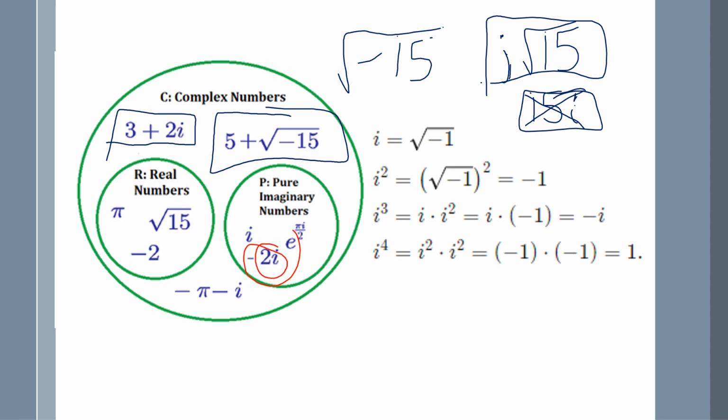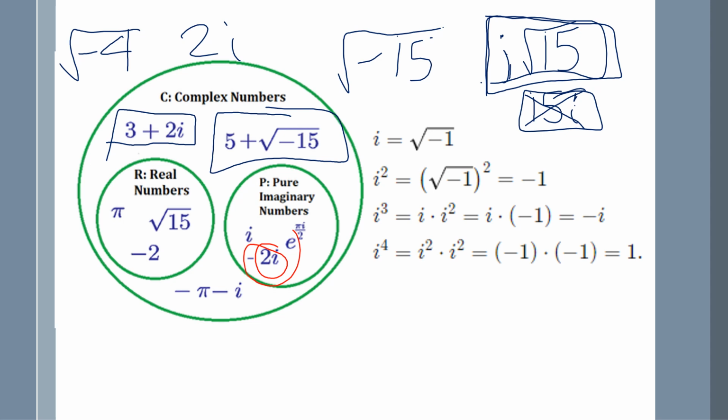Now if it's the square root of negative 4, you could rewrite that as 2i, because the square root of 4 is 2. So I will be teaching you the ACT way of things. All right?